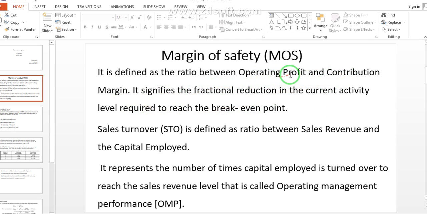So here, for example, if the operating profit is 10 and the contribution margin is 5, then 10 divided by 5 will give us 2. So 2 is the margin of safety, and it signifies the fractional reduction in the current activity level required to reach the break-even point. This margin of safety is used for the purpose of reducing some of the current activities for the operations.